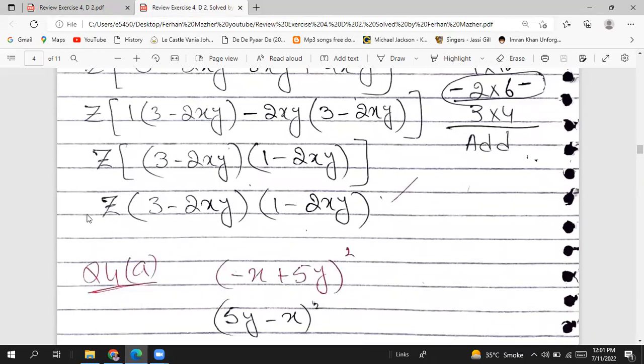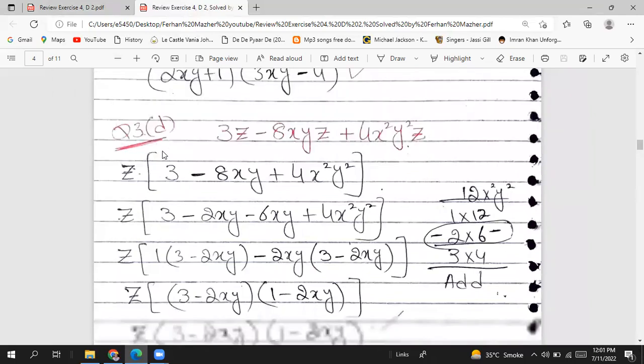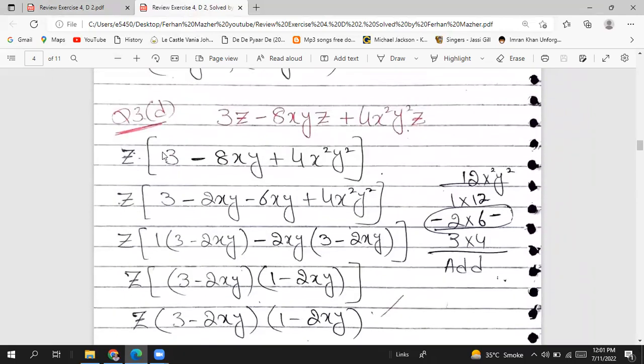This is z bracket 3 minus 2xy in one bracket. In the other bracket, I have 1 minus 2xy. So my dear students, let me show you the whole. Yeah. Now the whole question is showing up on your screen. And you can pause the video and you can take your time with this question. I hope you have understood it.